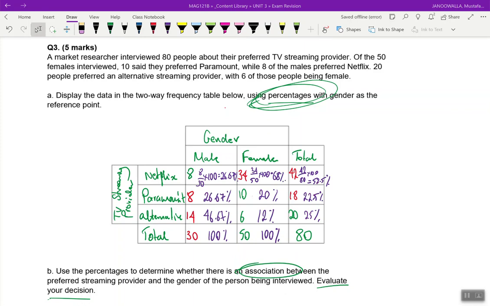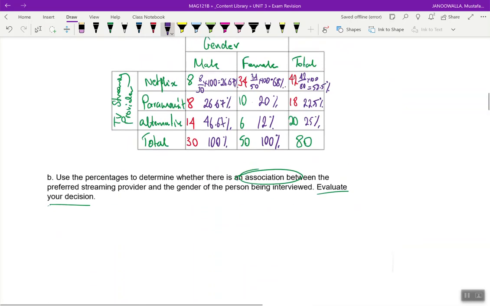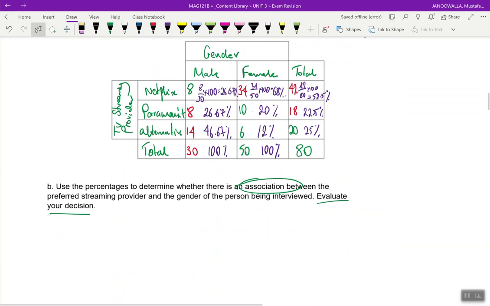Alrighty, I've just filled that table up. I just did the working out for the first row, but you just need to do the same working out for everything. Try and be neater than me. Okay, so part A, tick. Reread the question. Yes, we've done it. We got percentages. Now I've got to use those percentages to determine whether there's an association between streaming provider and gender. Okay, then evaluate my decision.